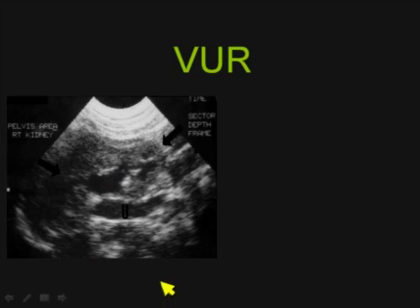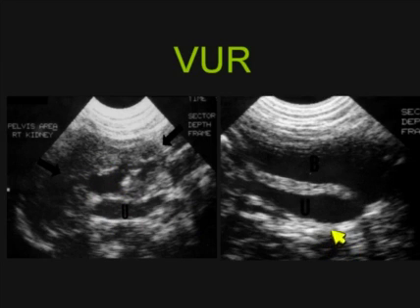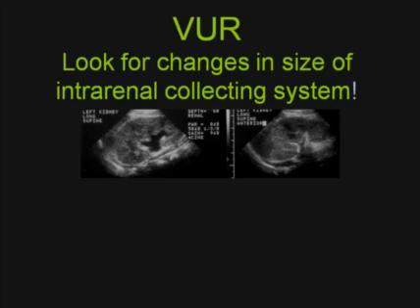Vesicoureteral reflux can be suspected on ultrasound in this patient who had dilatation of the renal pelvis as well as the proximal ureter. It was clear that the ureter was quite dilated and that there was a gaping ureterovesical junction. And one can also look at the peristalsis of the ureter to determine which direction it's going in.